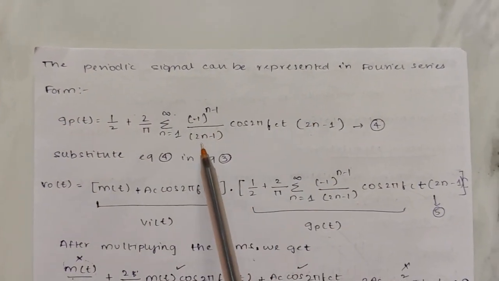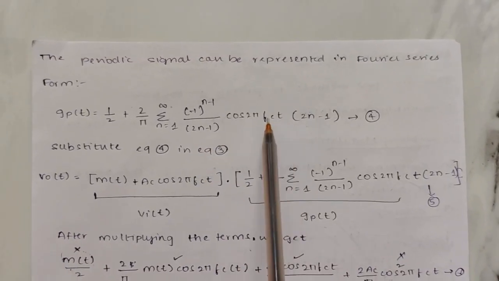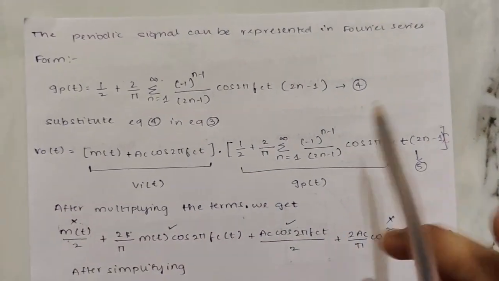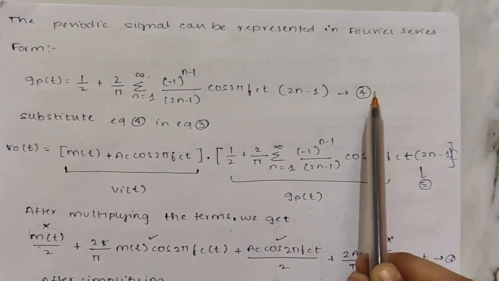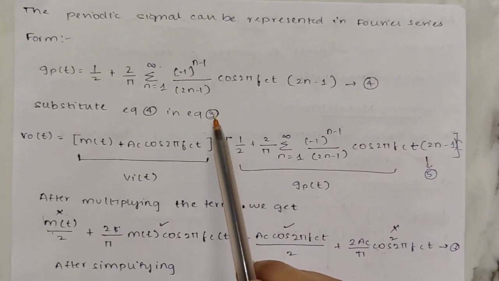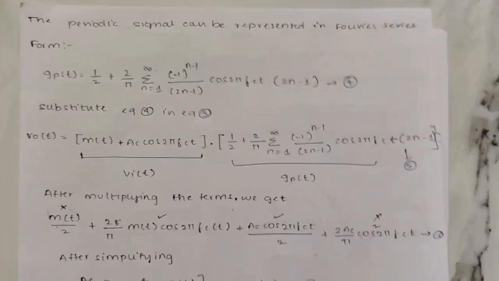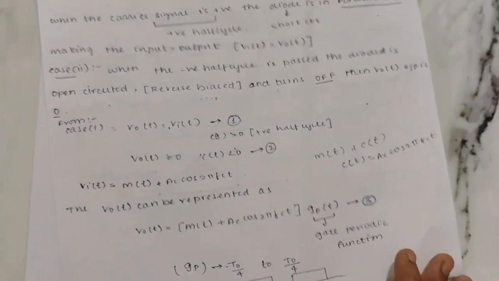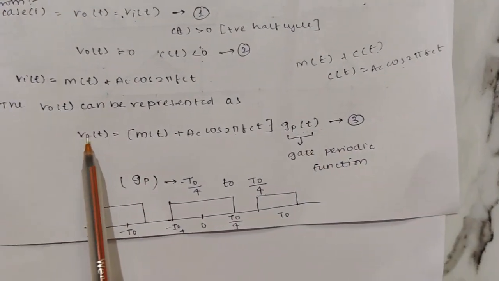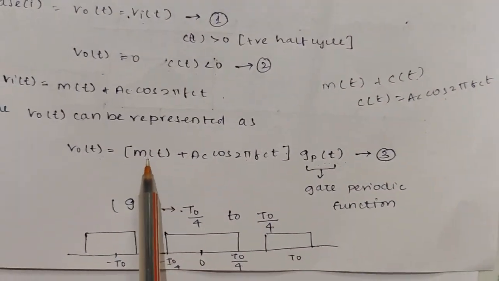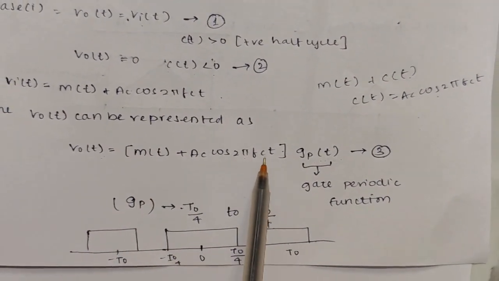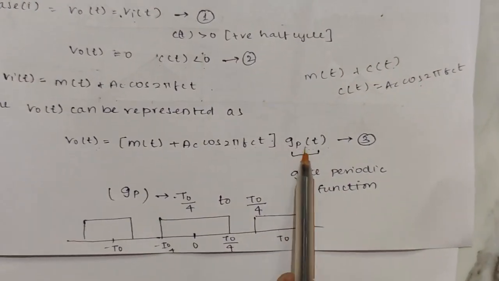So this is the representation of a gate periodic function. This is not something which is derived, you have to remember this. Okay, and now this is your equation number 4. So we are going to substitute the equation number 4 in equation number 3. What is our equation number 3? Our equation number 3 is the V0 of t, that is the output. The output is nothing but m of t plus ac cos 2 pi fct into the gate periodic function.